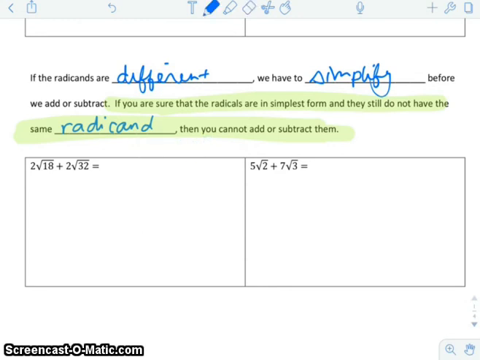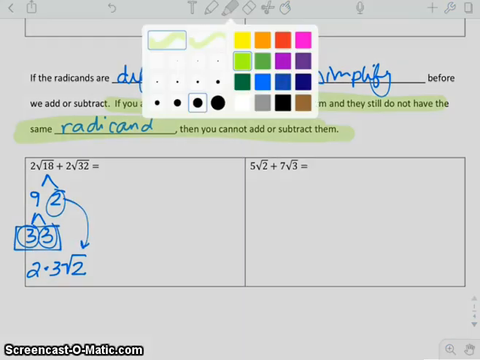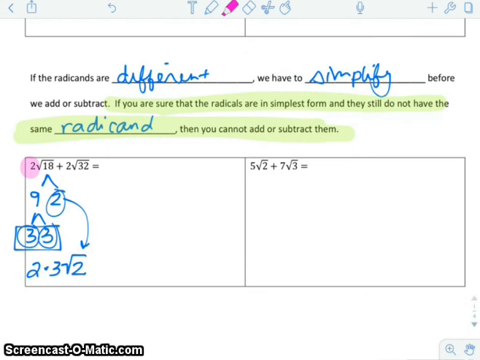It says 2 radical 18 plus 2 radical 32. I don't have the same radicand, so I'm going to simplify these radicals. Turn 18 into 9 and 2, 3 and 3. I circle my final branches. Anything that has a buddy gets to leave. So I have 2 times 3 times the radical 2. These 3's got to leave the radical together. This 2 went back under, and if you remember, I mentioned in the other video, the most common mistake is people forget that original coefficient. So it's really 2 times 3 radical 2.